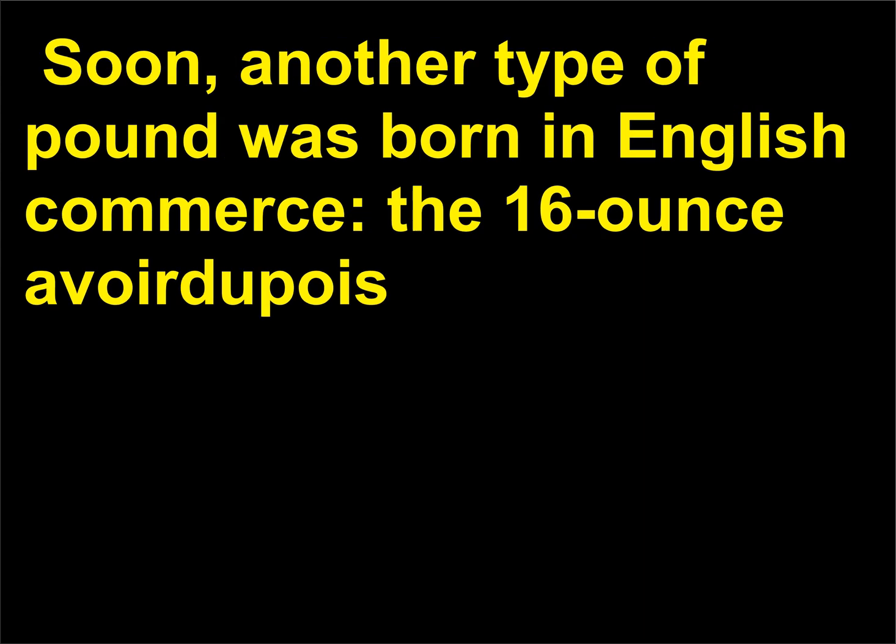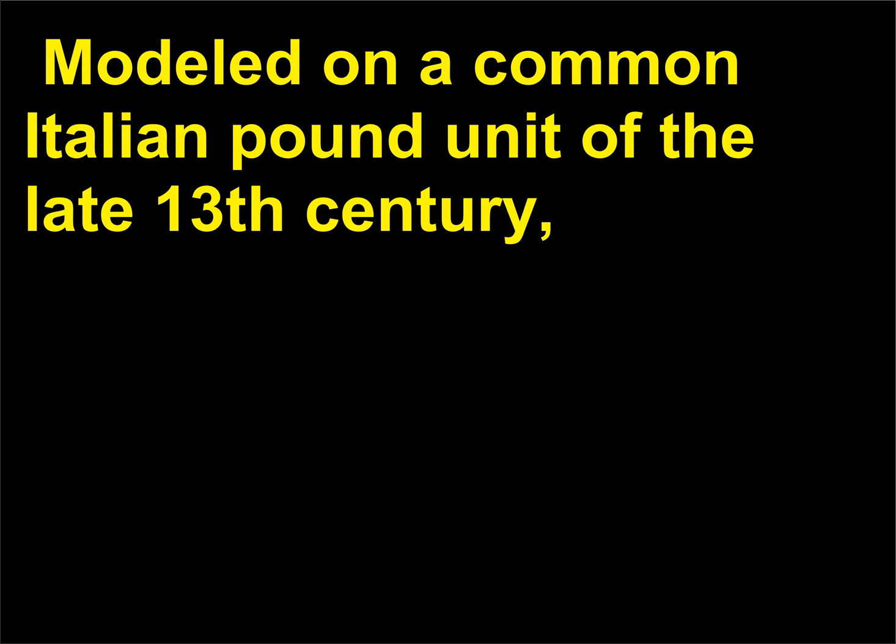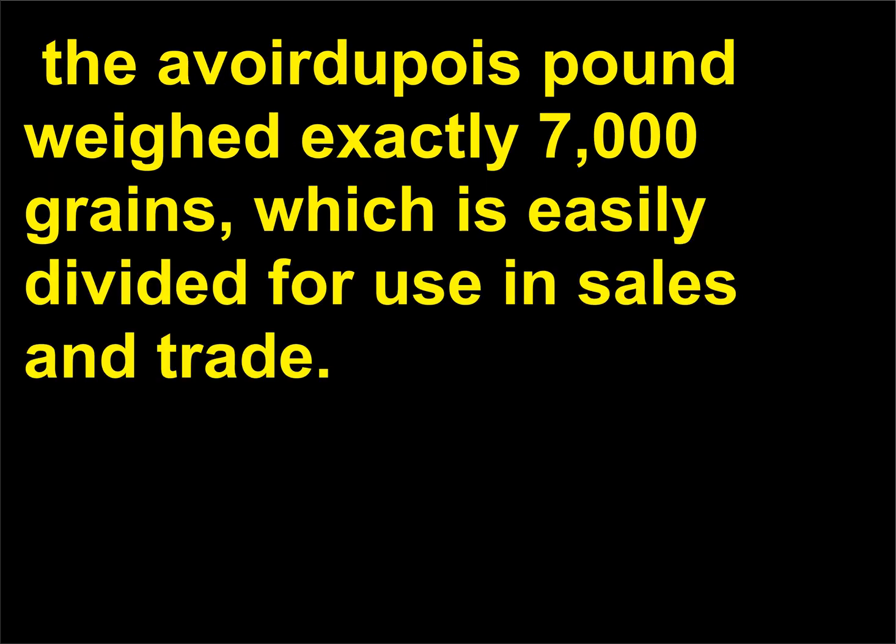Soon, another type of pound was born in English commerce, the 16-ounce avoirdupois, roughly translated from the Old French as goods of weight, modeled on a common Italian pound unit of the late 13th century. The avoirdupois pound weighed exactly 7,000 grains, which is easily divided for use in sales and trade.